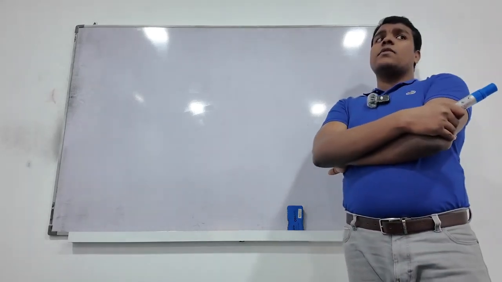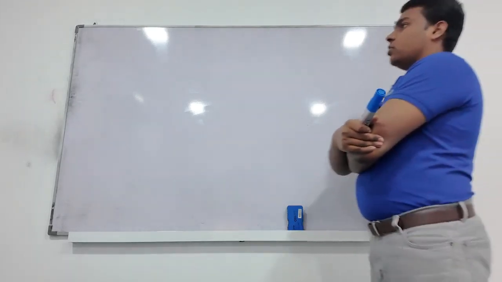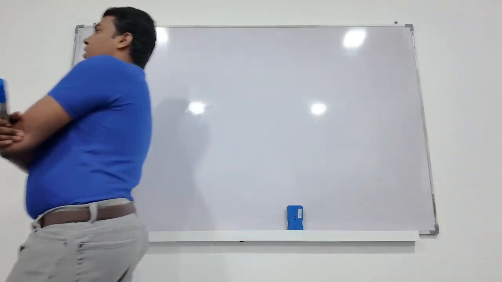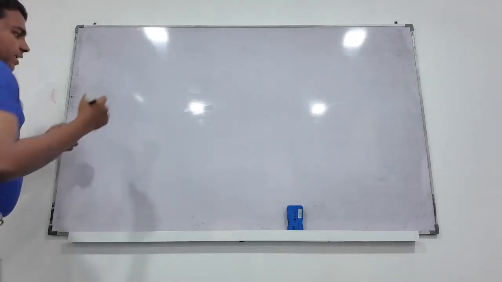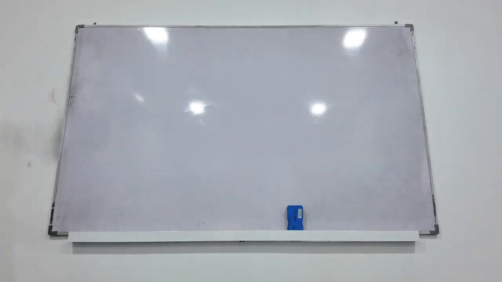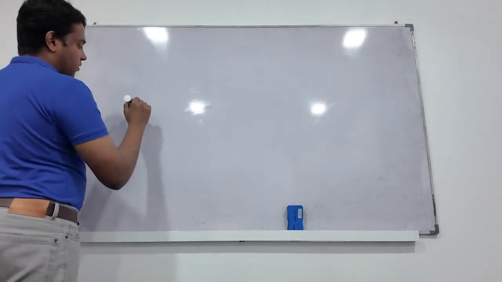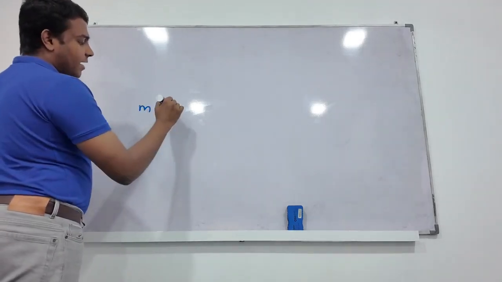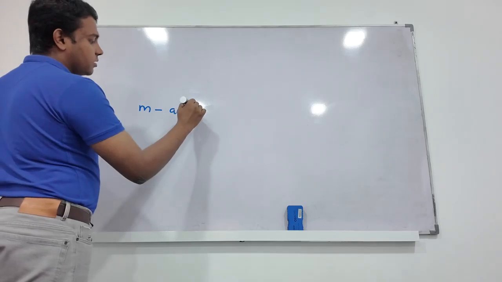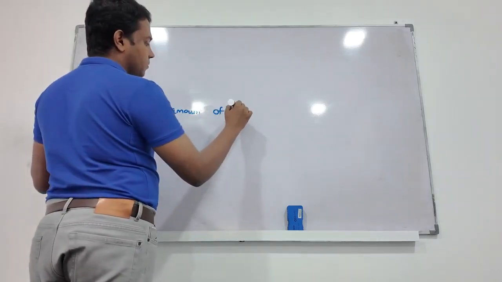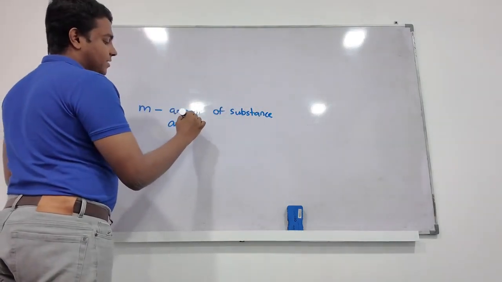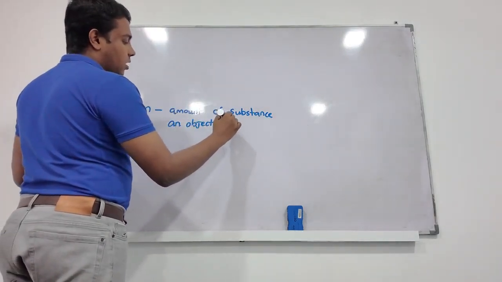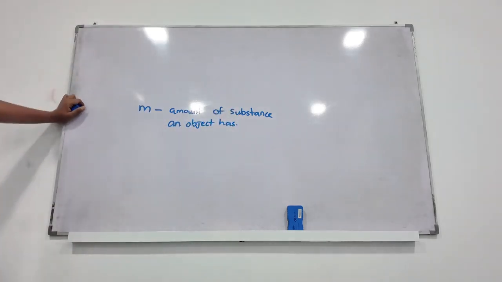What amount of substance an object has? Yes, that is correct. This theory is not directly related to this question, but I think you need it. Mass is defined as the amount of substance an object has. That is what mass means.